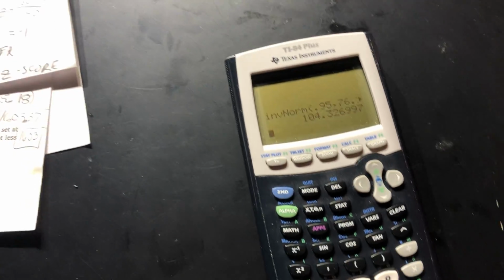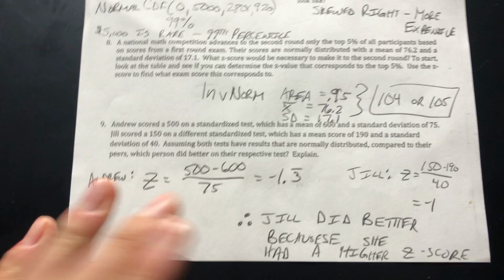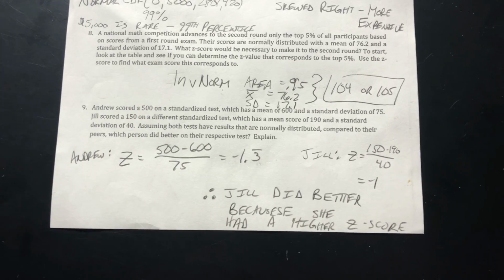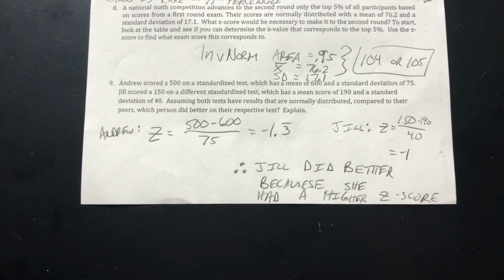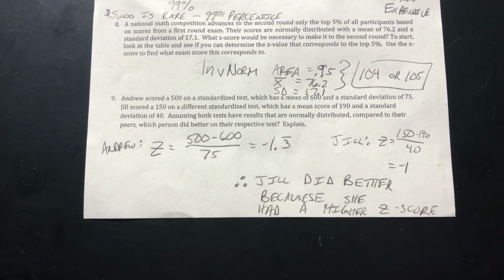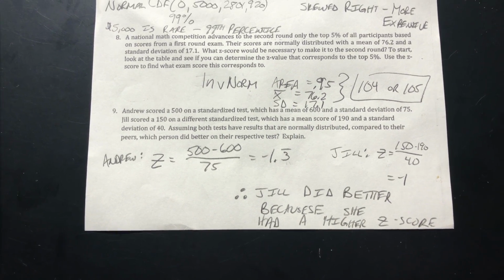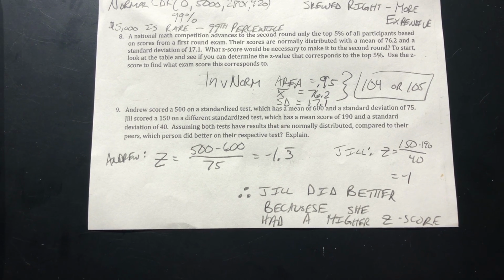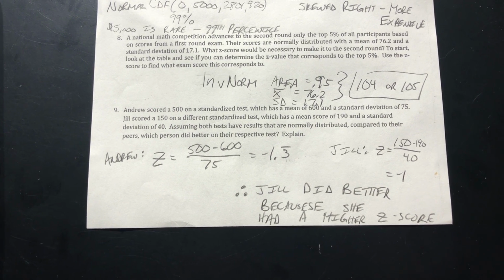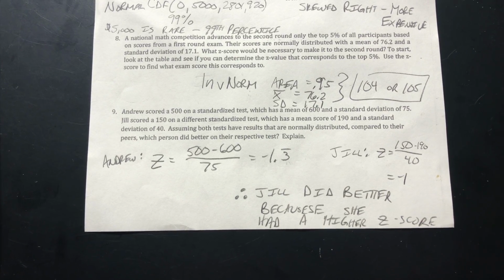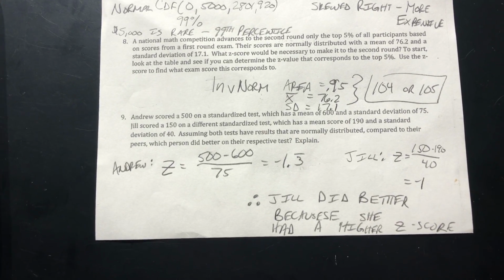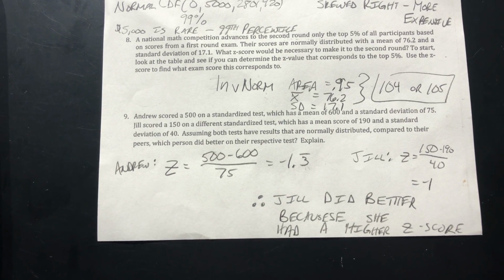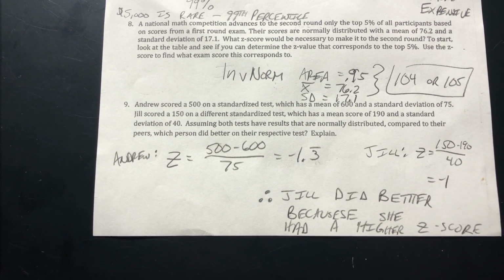The next one, and last problem, says Andrew scored 500 on a standardized test, which has a mean of 600 and a standard deviation of 75. Jill scored 150 on a different standardized test, which has a mean score of 190 and a standard deviation of 40. Assuming both tests have results that are normally distributed, compare their peers. Which person did better on their respective tests?